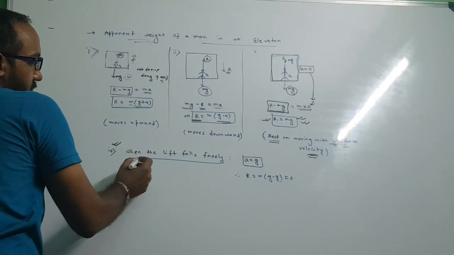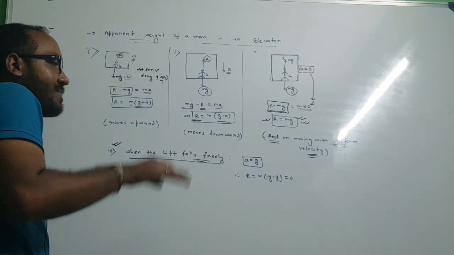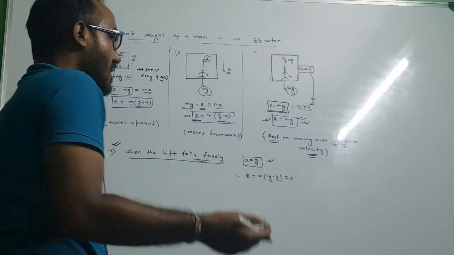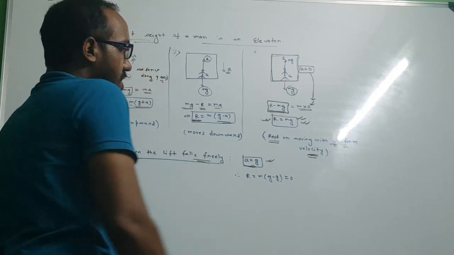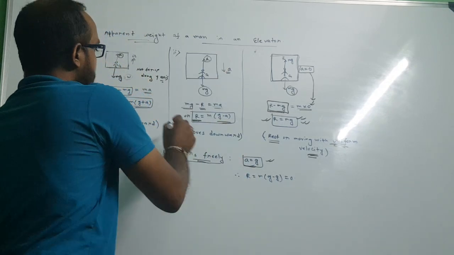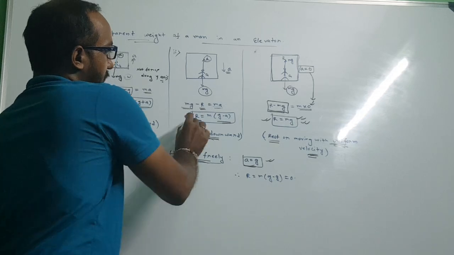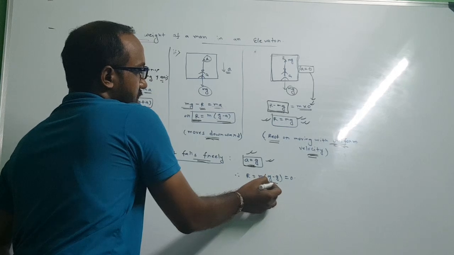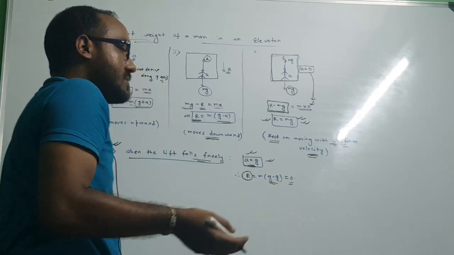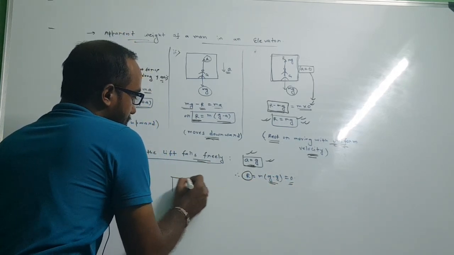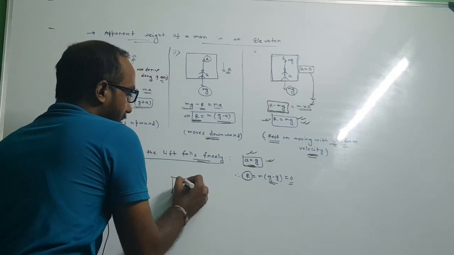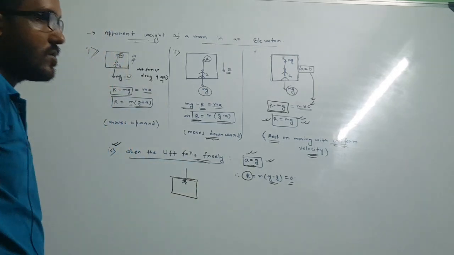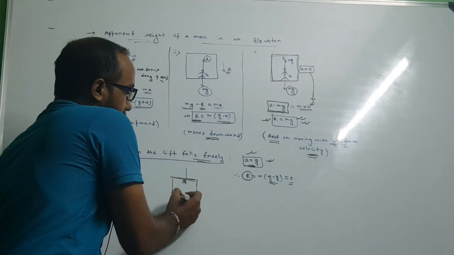Now the last case, when the lift falls freely. If the lift is falling freely, the acceleration equals the acceleration due to gravity, a equals g. Apply this in R equals m into g minus a. Here a equals g, so g minus g is 0. That means your reaction force is 0. As the reaction force is 0, you will attach to the top of the lift.